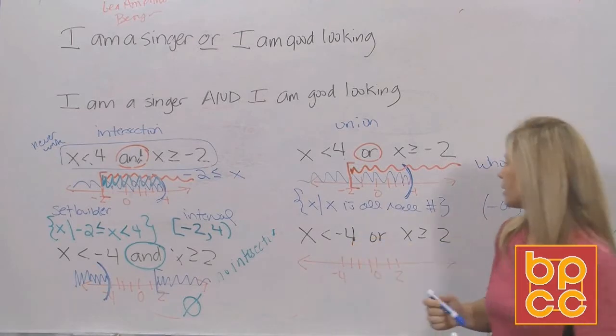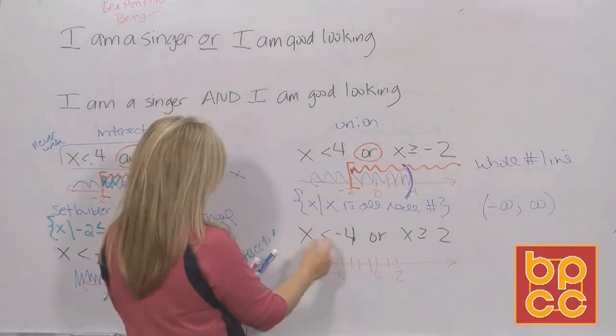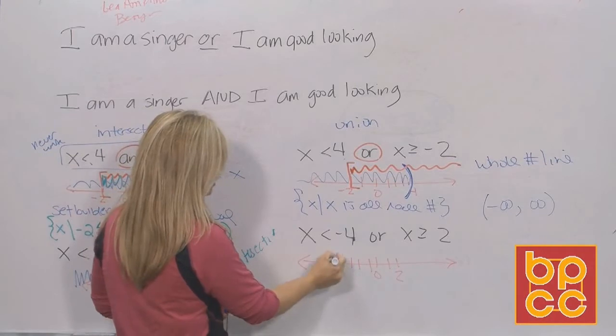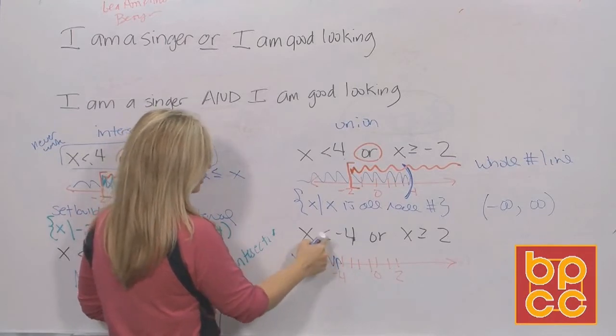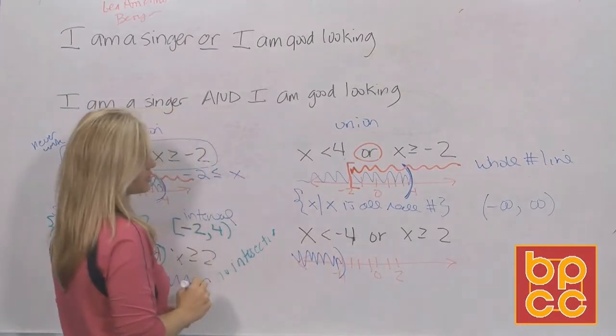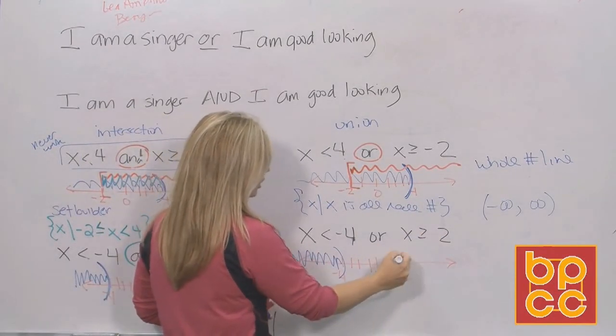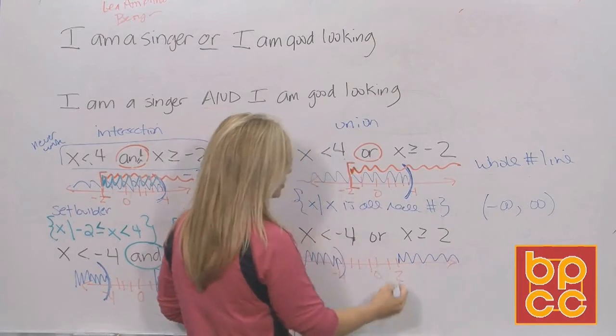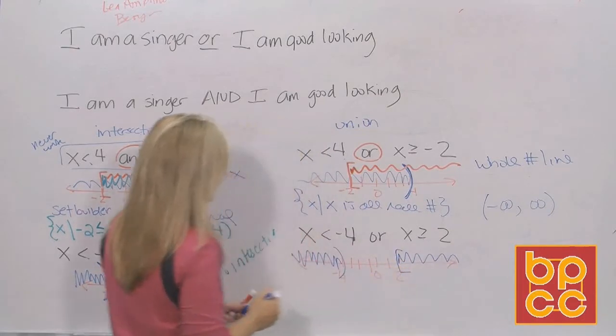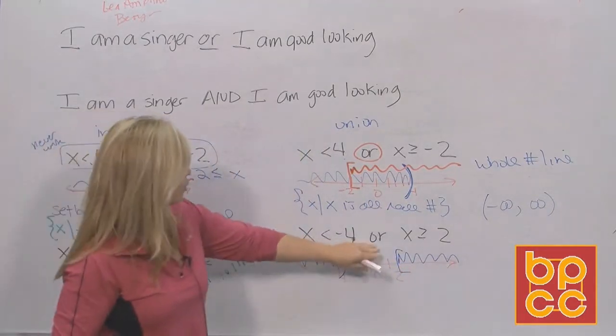Let's look at our last one here. X is less than -4. So I go to -4, less than is to the left. There is no equals. I put a parentheses. X is greater than or equal to 2. I go to 2. Greater than goes to the right. It has an equals. It gets a bracket. We're looking at the word or now.